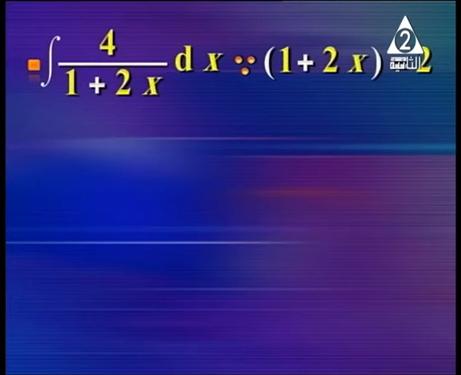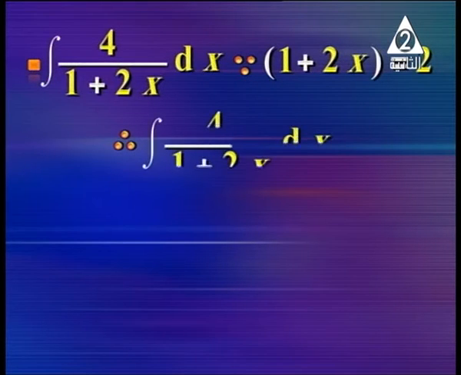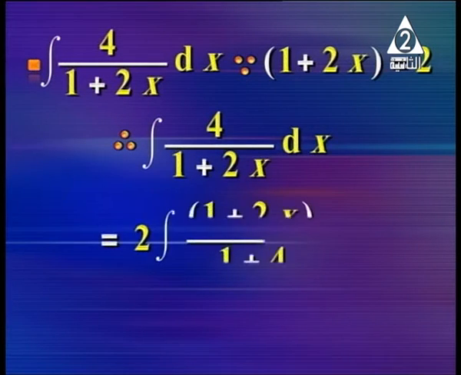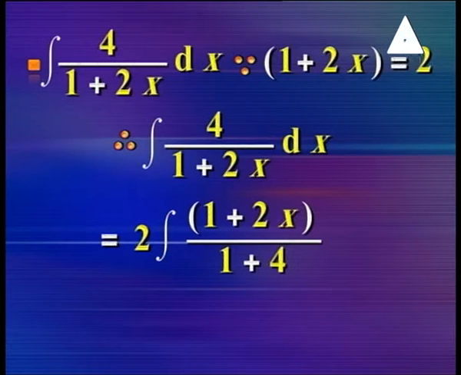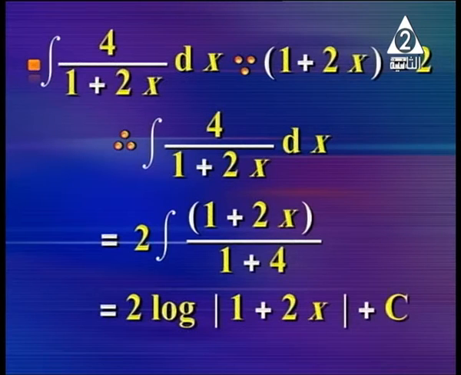Integration of 4 over 1 plus 2x dx. Look at the differentiation of 1 plus 2x, which is 2. Then integration of 4 over 1 plus 2x equals what? Equals 2 multiplied by the integration of the derivative 2 over 1 plus 2x, which equals 2 log of 1 plus 2x plus c.